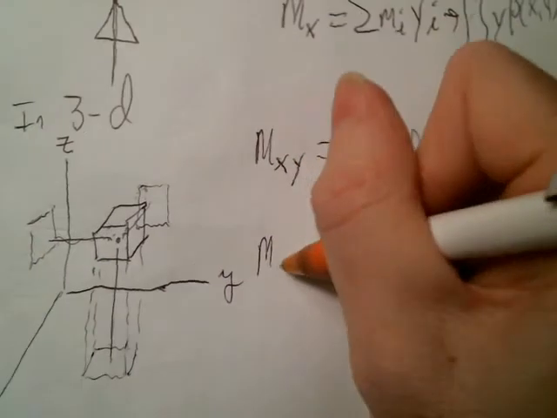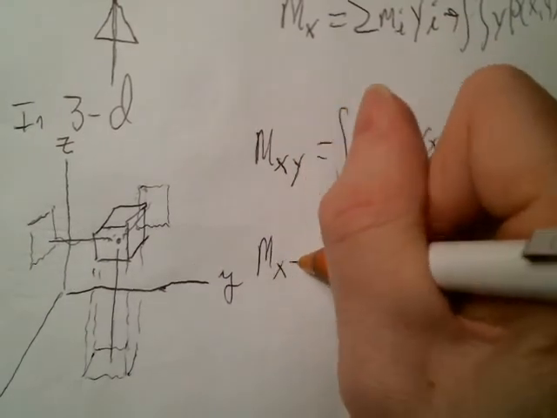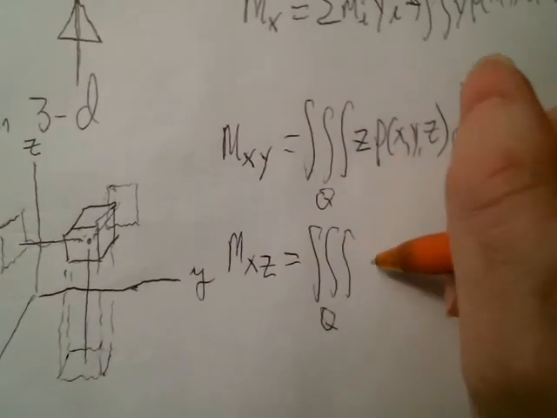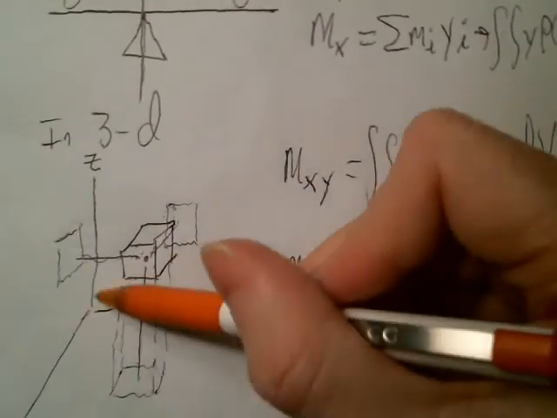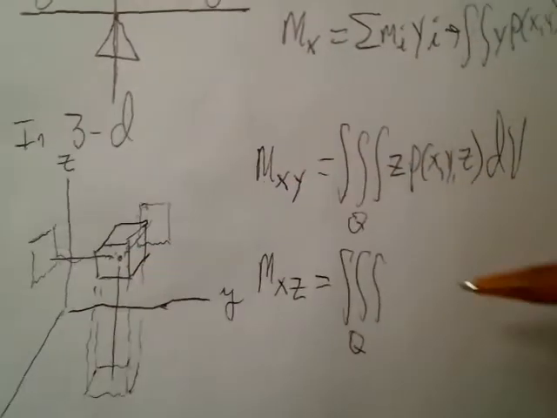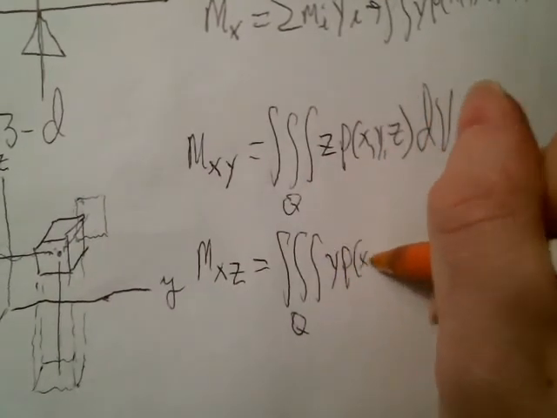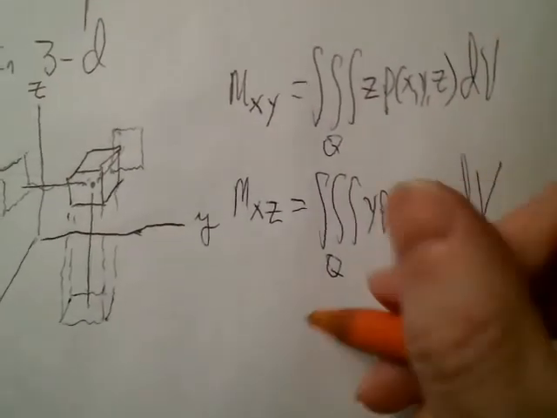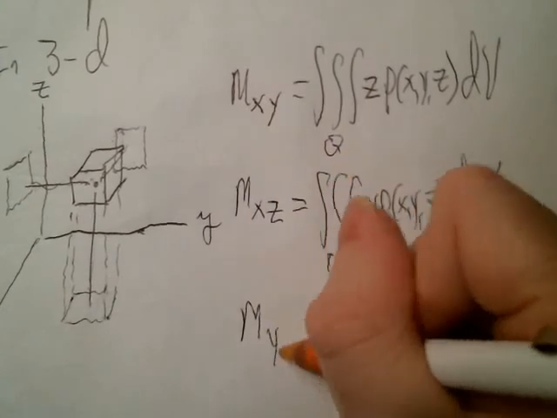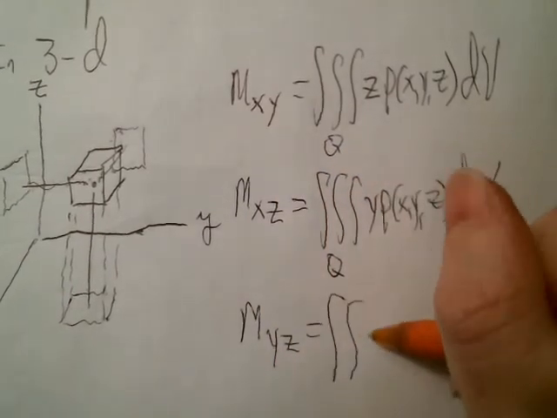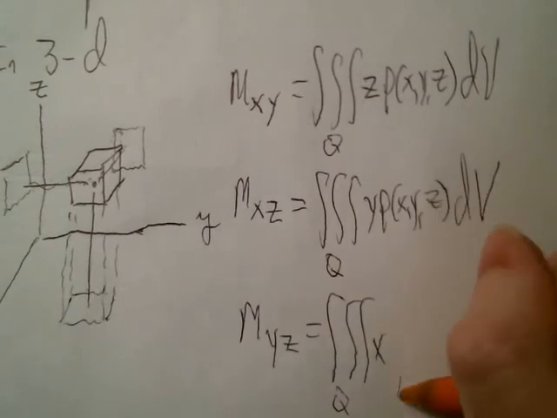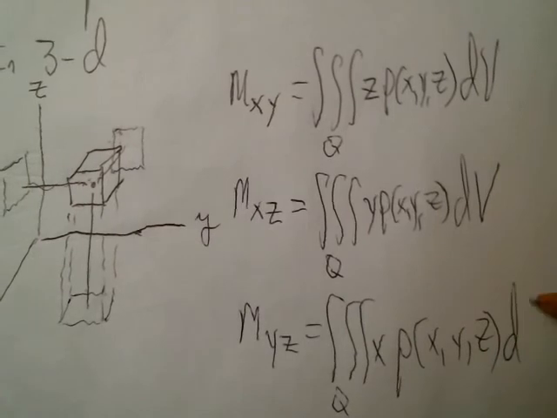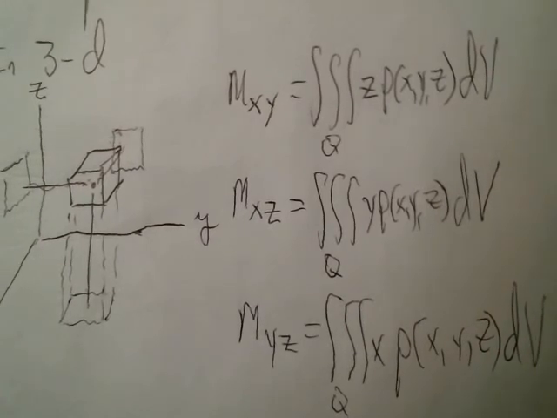And then your moment about the xz plane will be the triple integral over the solid object. And again, the xz plane is right here, so this distance is y. And then finally, your moment about the yz plane, that'll just be x. Right? Okay.